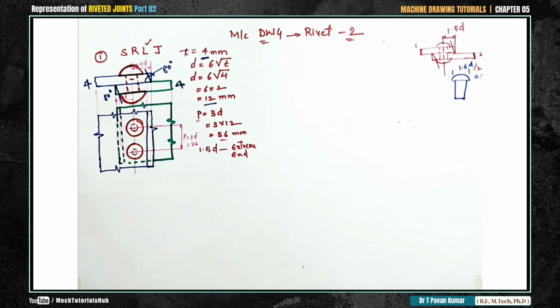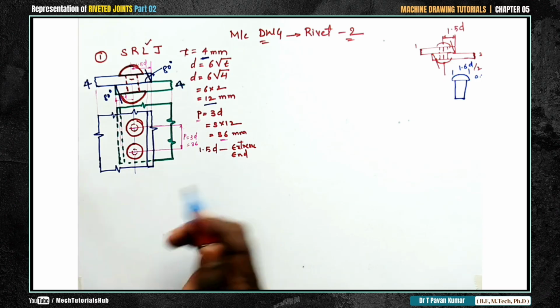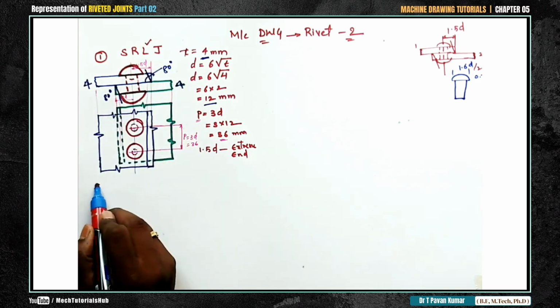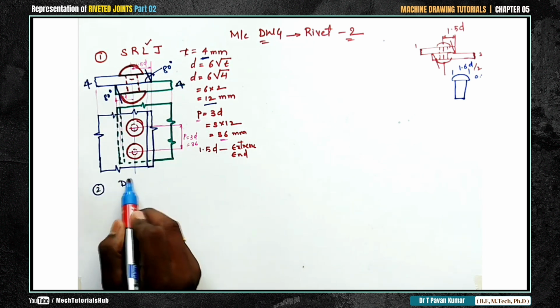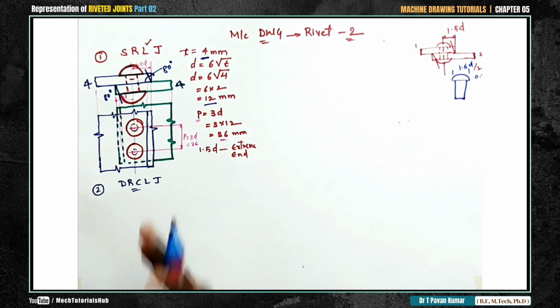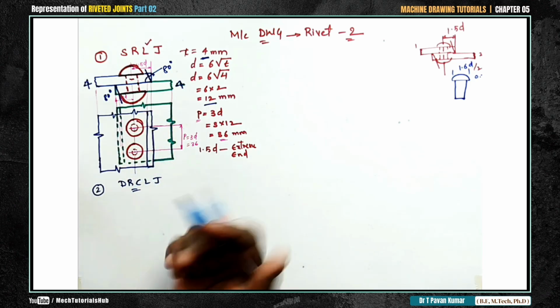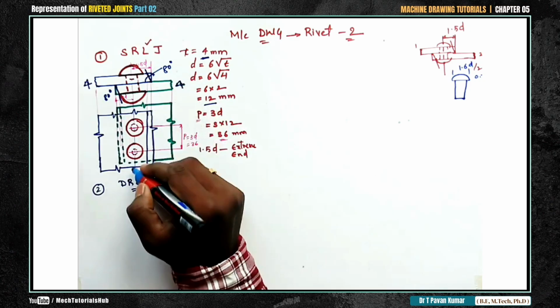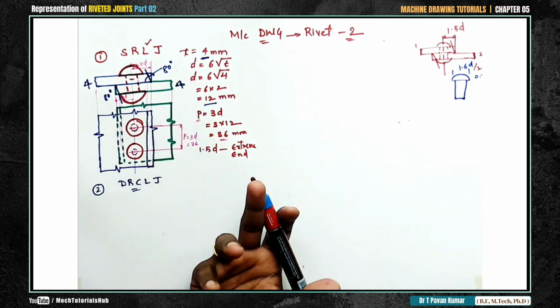What I try to do is, I'll change the question now. This is the solution for this particular question. If the question is, for example, double riveted chain lap joint, what are the changes you find in this particular joint? Simple, everything will remain same other than this, only other than one row you find two rows.